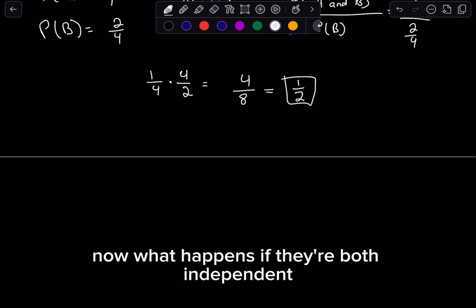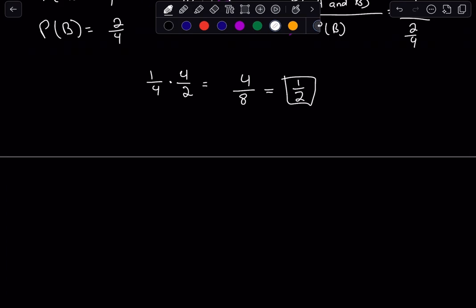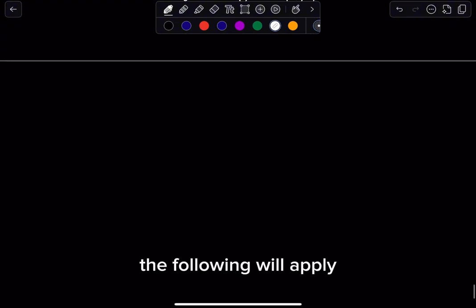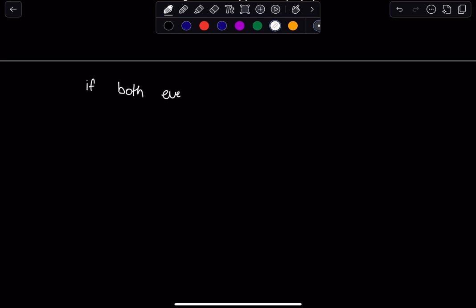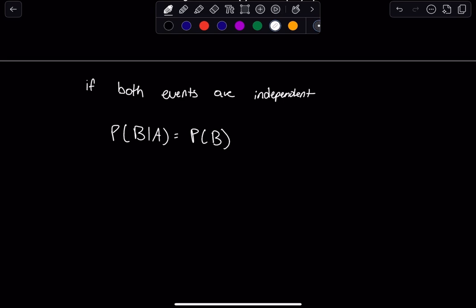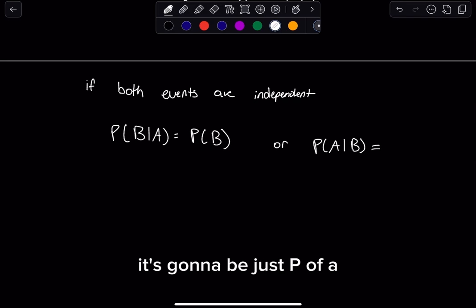Now, what happens if both events are independent? In the case of independent events, the following will apply. If both events are independent, then P of B given A is just going to be equal to P of B, or P of A given B, it's going to be just P of A.